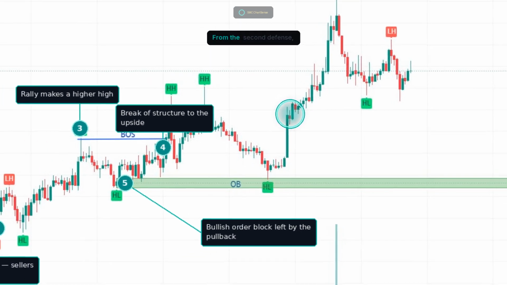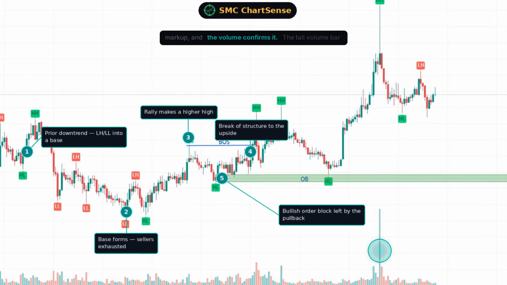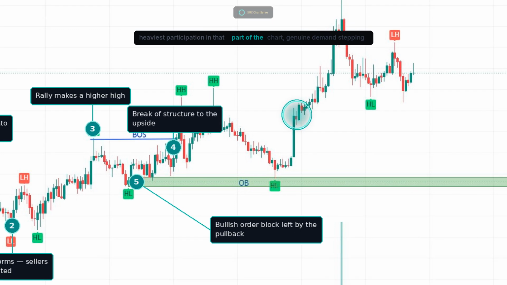From the second defense, price launches into a markup, and volume confirms it. The tall volume bar beneath the advance is the heaviest participation in that part of the chart. Genuine demand stepping in rather than a drift on thin activity. After two quiet defenses, the breakout arrives with conviction. This is the leg the whole structure was building toward: base, break, block, two defenses, all preparation, and a volume-backed markup is the payoff.